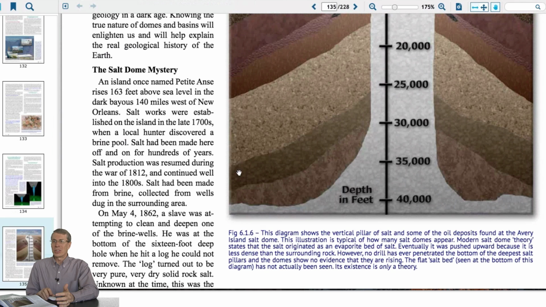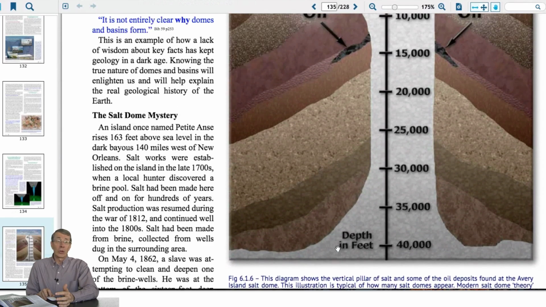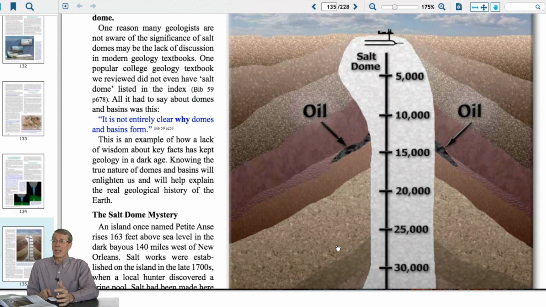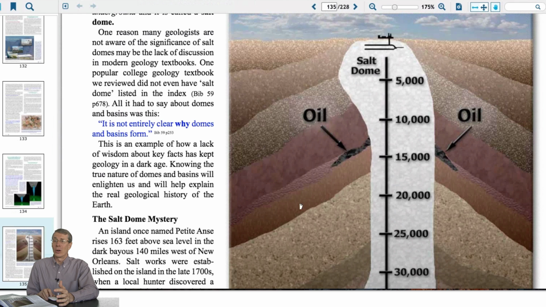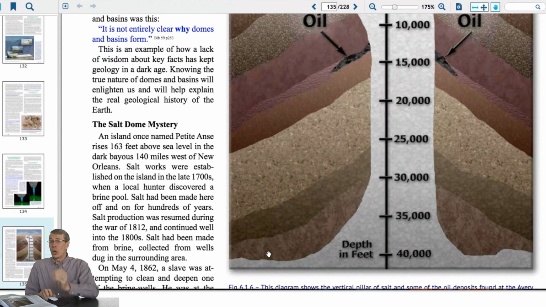You can see here that this diagram shows the vertical pillar of salt and some oil deposits found up at the top. In Texas and the Gulf Coast, this is where they find a lot of these salt domes, and oil deposits are connected to them. So the oil, they know, comes from microbes, and we describe that also in the chapter we're working in, the origin of oil and how it's made.